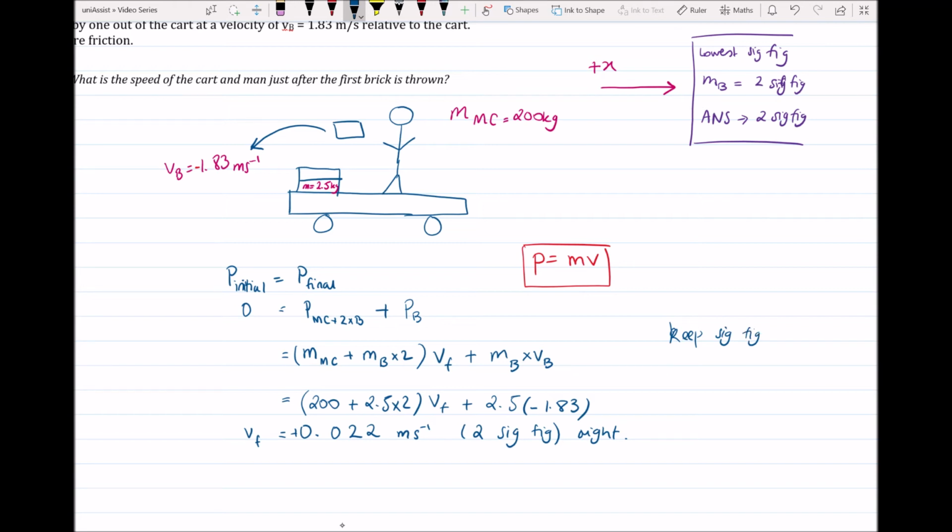So you can store it in your calculator using the answer button, or you can use the STO in the Casio calculators, which everyone normally uses.